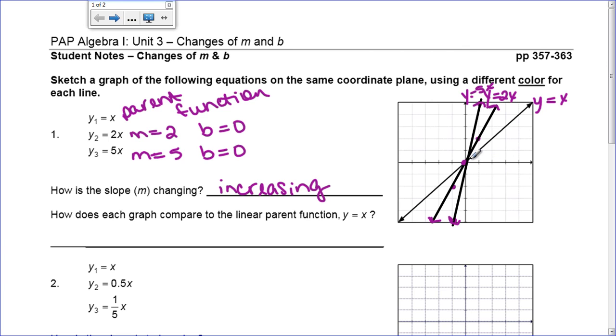If you compare y equals x and y equals 2x, y equals 2x is steeper. And then if you look at y equals 5x, it's even steeper. And so whenever I make the slope get bigger, I increase it from what it already was, it makes the line steeper. So how does each graph compare? They are steeper, because they have a larger slope, which makes them increase at a faster rate.